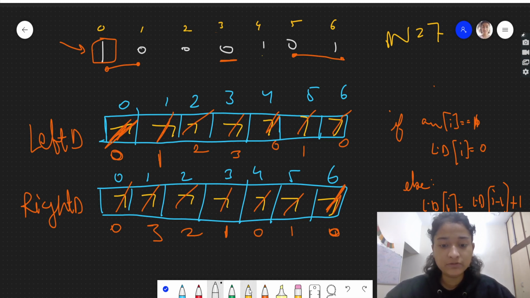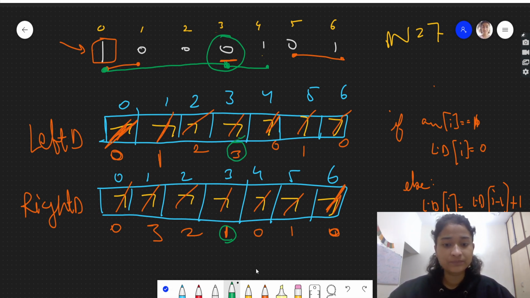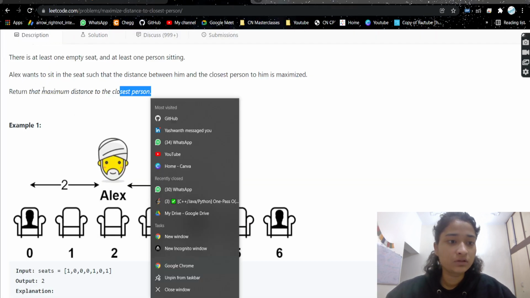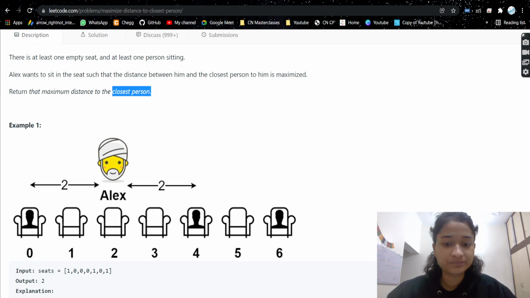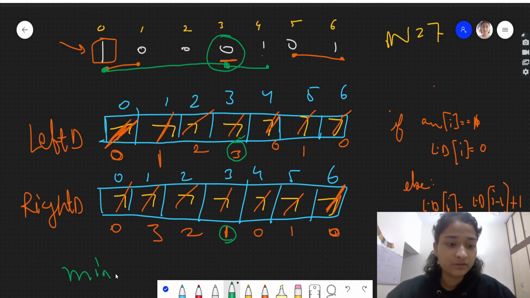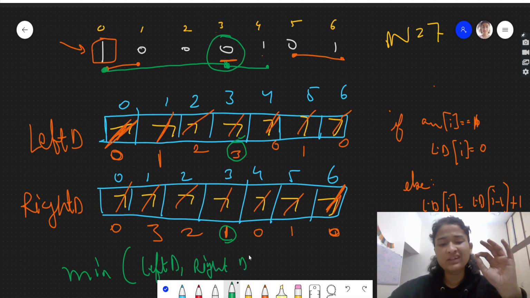So for example, if you see this seat, the distance of the closest one to the right is 1, and the distance between this seat and the closest one to the left is 3. Right? So I hope you understood what we have done. Now simply we need to consider which is the maximum. We have to find the maximum closest distance. So maximum distance to the closest person we need to return, which will be minimum of left distance comma right distance. So there might be a confusion that why we are taking minimum.